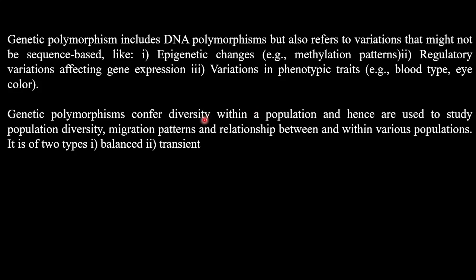So genetic polymorphism confers diversity in the population, and that is why it is used to study population diversity, migration patterns, and relationships between and within various populations. And basically it is of two types. One is the balanced type, another one is the transient type. Coming to the balanced type, both the alleles are present, the dominant one and the recessive one. So this is the condition of balanced polymorphism.